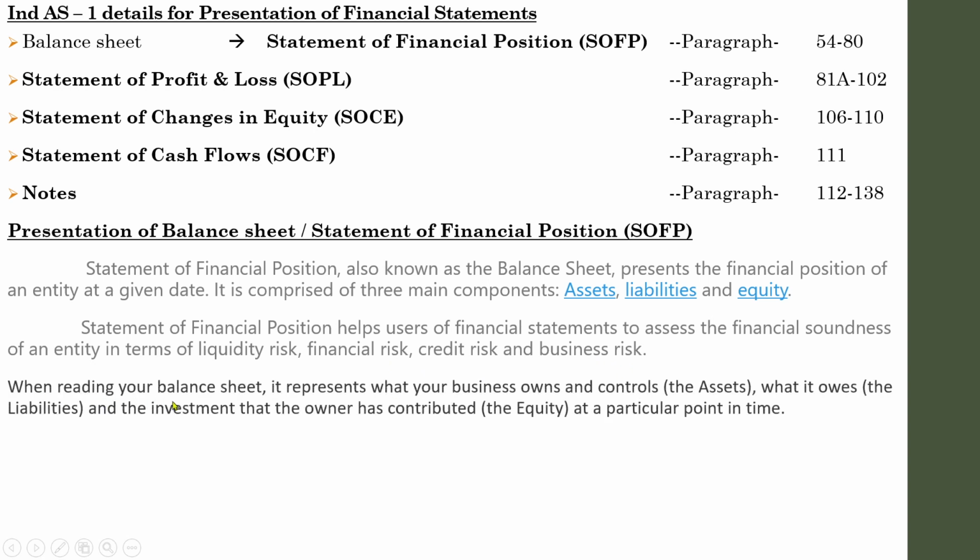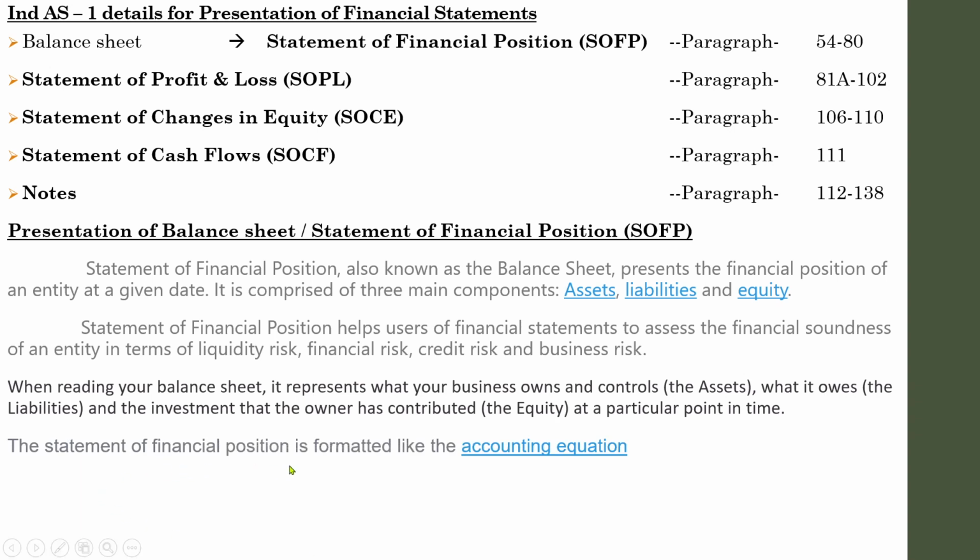So when reading your balance sheet, it represents what your business owns and controls, which is known as assets, what it owes, that is liabilities, and the investment that the owner has contributed, which means equity, at a particular point of time. That is why we are splitting the contents of SOFP into assets, liabilities and equity.